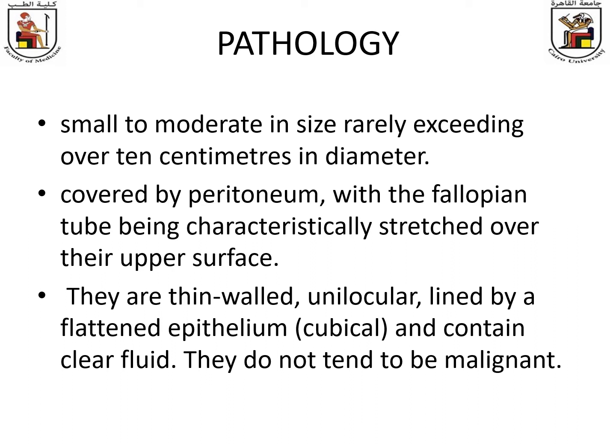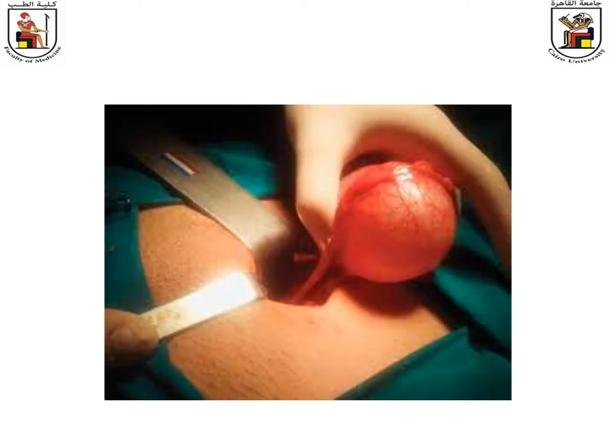They are covered by peritoneum with the fallopian tube characteristically stretched over their upper surface. They are usually thin-walled unilocular cysts lined by flattened or cuboidal epithelium, and contain clear fluid, and they do not tend to be malignant.